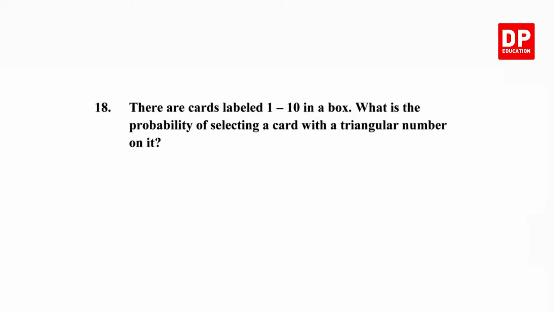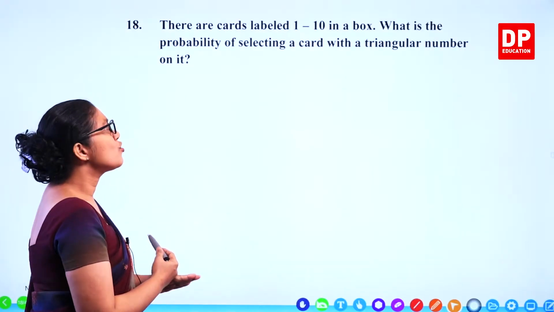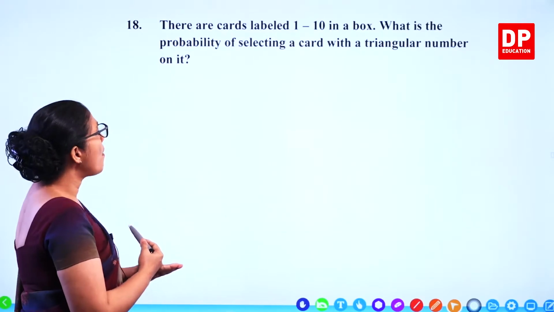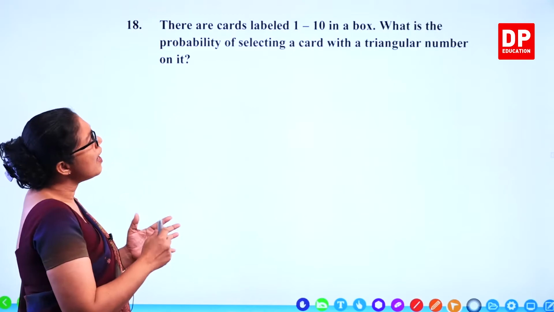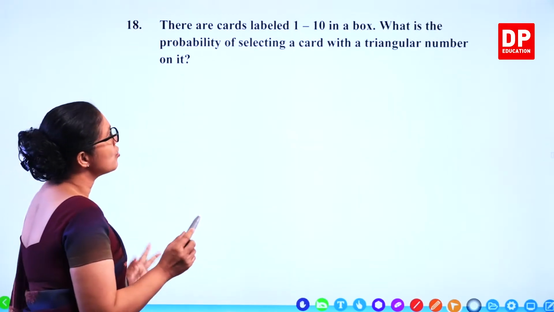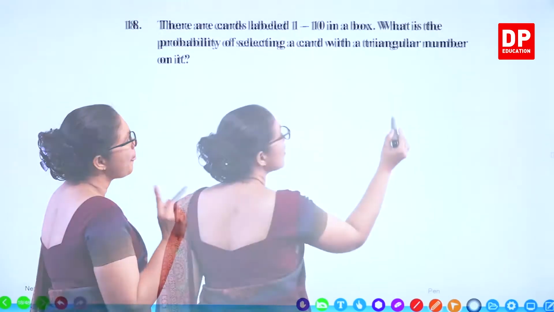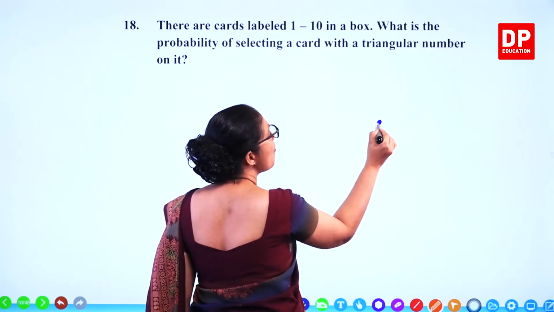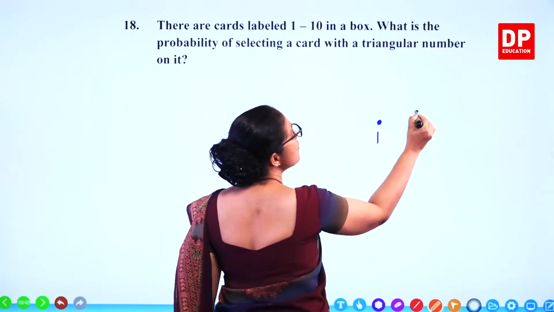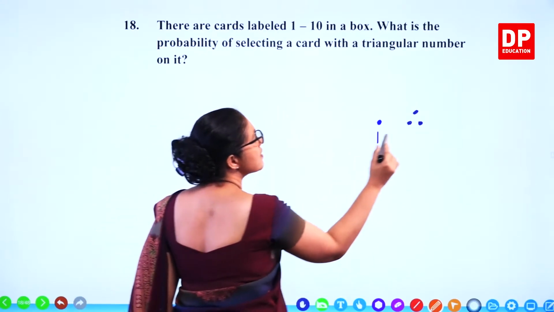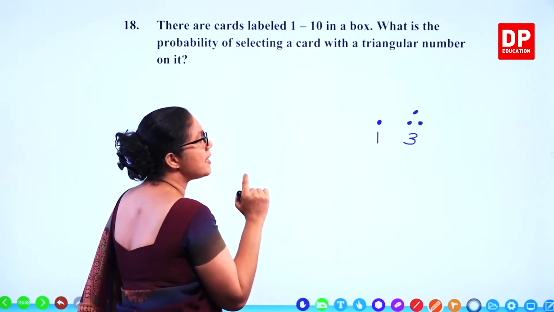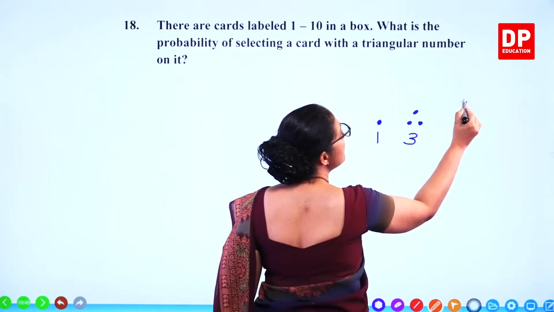Question number 18. There are cards labeled 1 to 10 in a box. What is the probability of selecting a card with a triangular number on it? So how many cards are there? 1 to 10? Altogether 10 cards are there. What are triangular numbers? Starting from 1. What's the next one? You can make it with 3 dots. The next triangular number is 3. What's the next one?